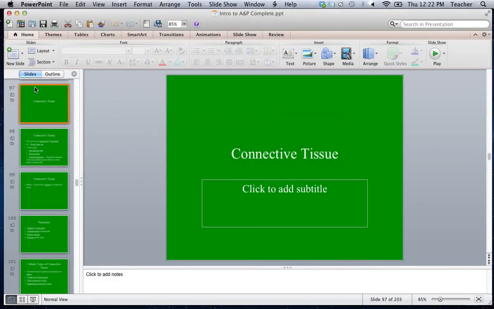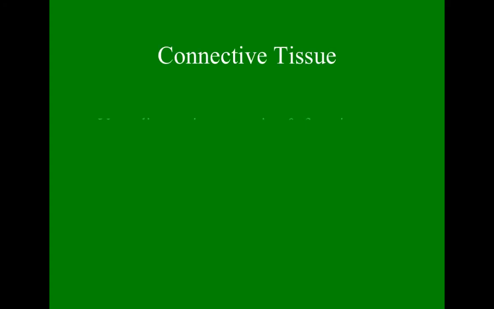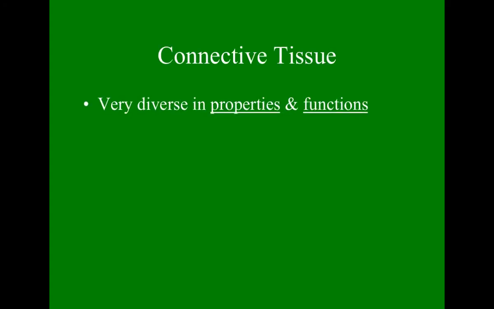Alright, so here is the information on connective tissue. Connective tissue is very, very diverse in terms of its properties and functions. In fact, it's so diverse that if I put the three examples that we're ready to list next to each other, you probably wouldn't even think that they were related at all, but they are. So the three main examples of connective tissue include blood, bone, and fat.